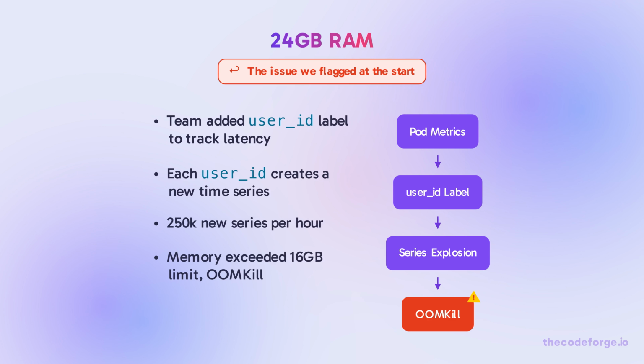This is the same issue we highlighted at the start. Here's exactly why that happened. The team added userid as a label to a latency histogram. Each unique userid creates a new time series. With thousands of users, the series count exploded to 250K per hour, consuming 24 GB of memory on a 16 GB pod, triggering the OOM killer.